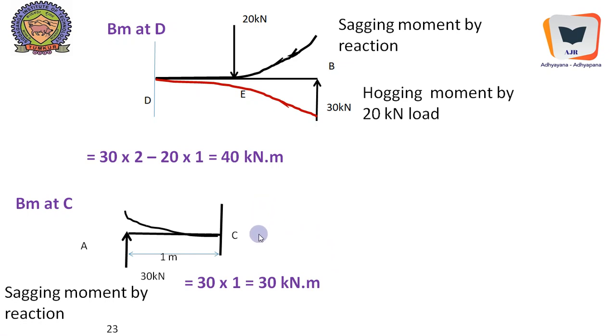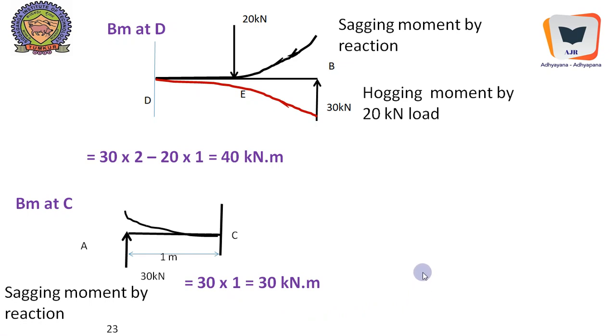Okay, at the last point over the beam, not at the support, we can take an entry from the left support, that is from A. So here once again reaction prevails. This reaction will sag the beam up. Therefore bending moment there again is 30 into 1, 30 kilonewton meter.